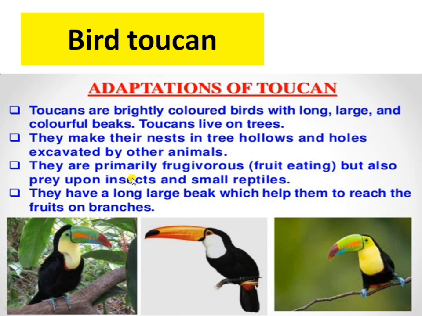They are primarily frugivorous. Frugivorous means fruit-eating birds, but they also prey upon insects and small reptiles. They have a long, large beak which helps them reach the fruit on branches easily. That's why they have the long beak. These are the adaptations of the toucan.